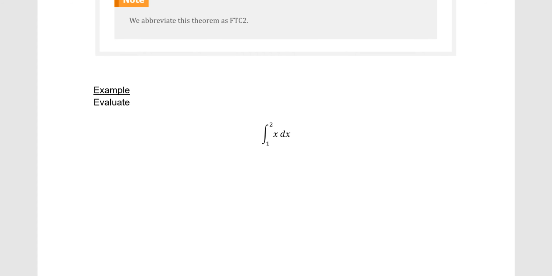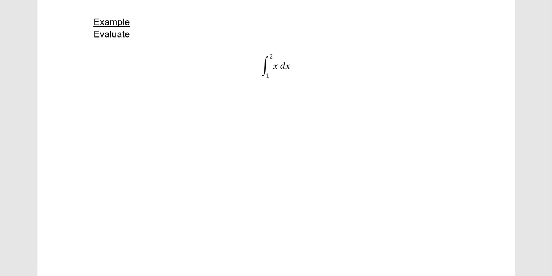Okay, let's go ahead and see some examples here. So let's evaluate the integral from 1 to 2 of x dx. And just a reminder, we need this dx here. This tells us what our independent variable is. It tells us we're integrating with respect to x. Okay, so we need to find the antiderivative of x. And if we remember how to find the antiderivative of something like this power function, we have to add 1 to the exponent and then divide by that new exponent. So the antiderivative of x is 1/2 x squared, or x squared over 2.